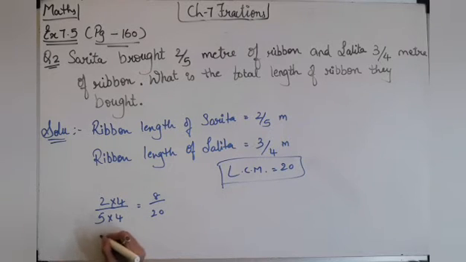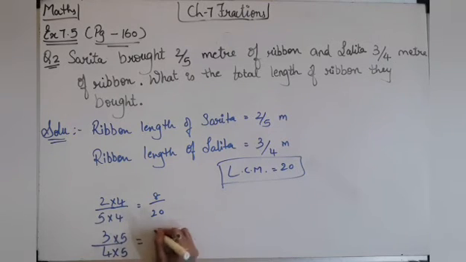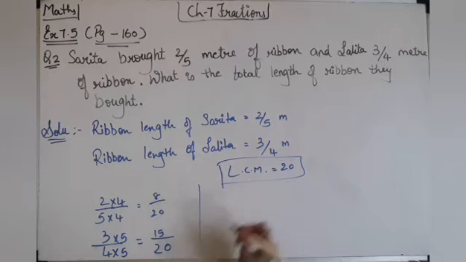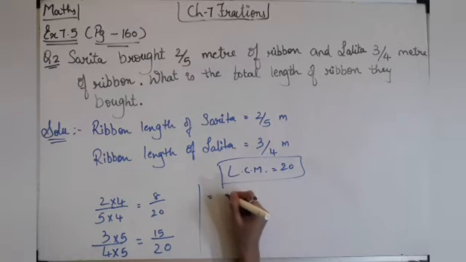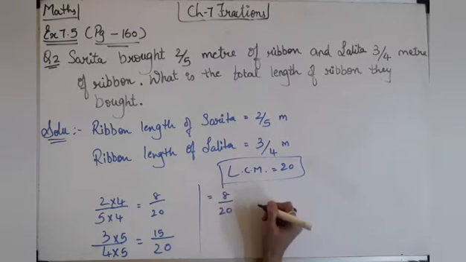In that way only we will do the other fraction, 3 upon 4. By which number will I multiply to get 20? I will multiply by 5. So in the numerator also by 5: 3 5s are 15 and 4 5s are 20. Okay. So what did we get? We got 8 upon 20 and 15 upon 20.